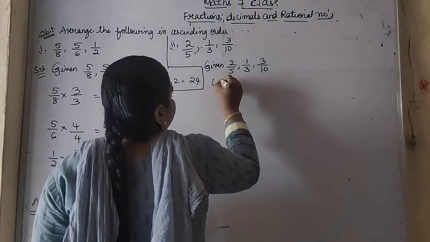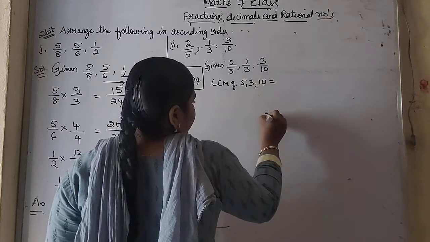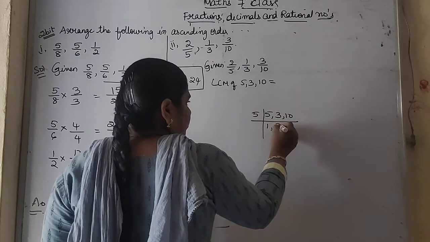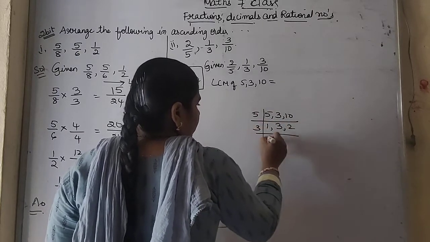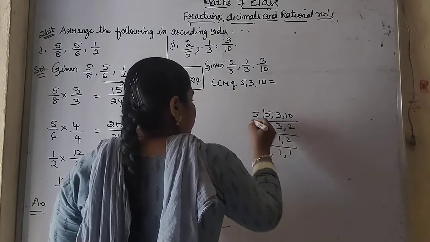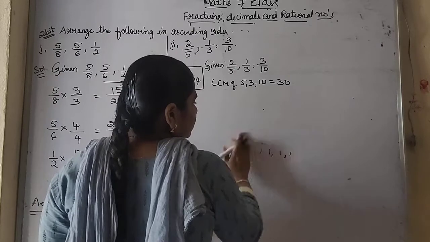So LCM of 5, 3 and 10. So what will be LCM? I am taking in 5 table. 5 2 times, 5 3s are 15, 15 2s will be 30. So you got the LCM value as 30 here.